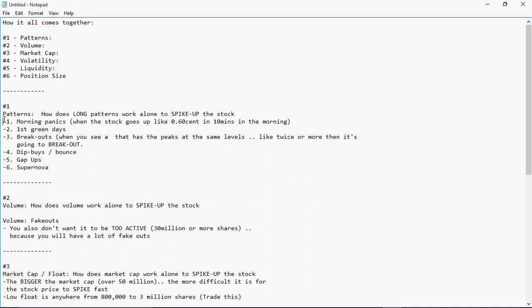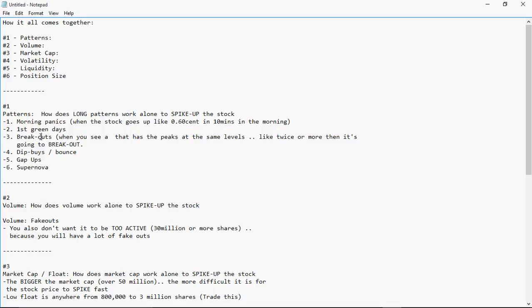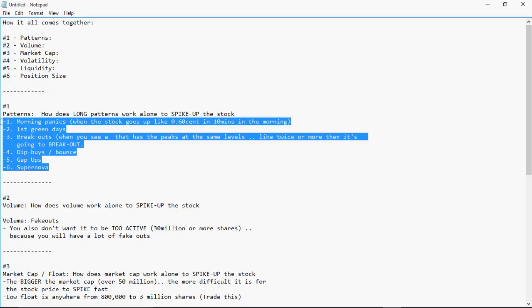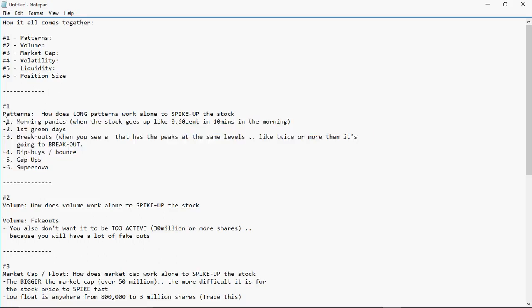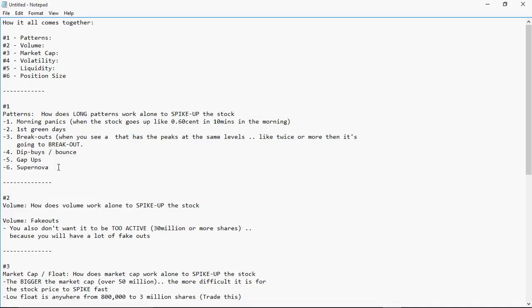Specifically, you focus on trading these patterns: morning panics, breakouts, dip buys, gap ups, supernovas. Here's why. If you feel the stock is going to go up, you want to wait for these patterns, because they have a specific look.